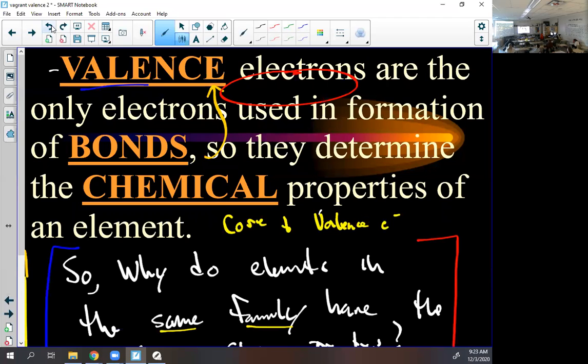All right. So here we go. So the question I often ask is, so why do the elements in the same family have the same chemical properties?